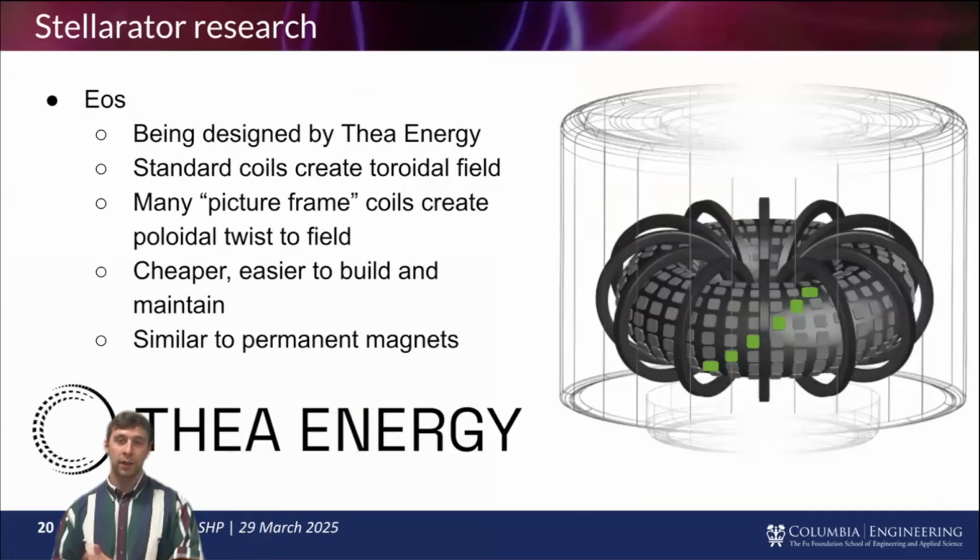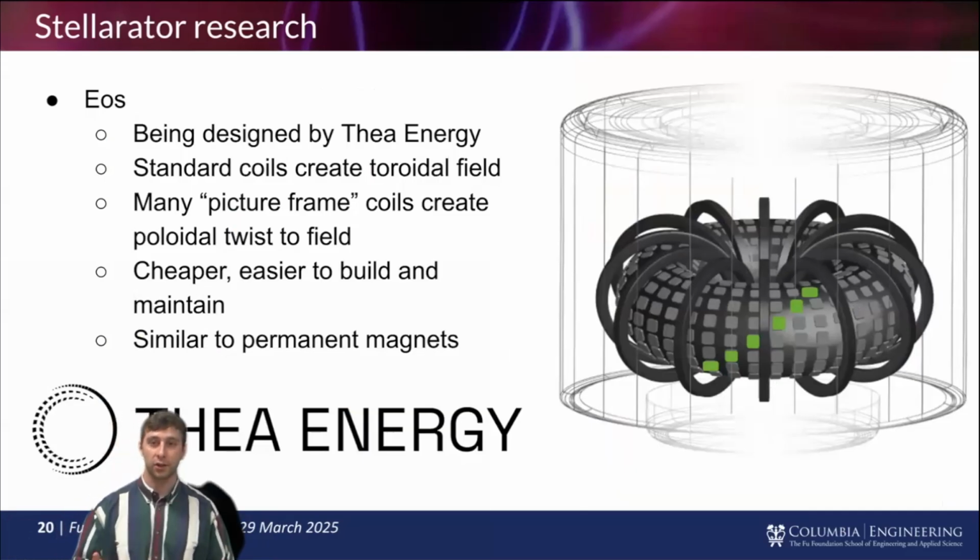Highlighting one private company that's working on the stellarator concept: Thea Energy is taking a different approach to making the helical field that's produced by coils in the stellarator. Instead of using helical coils or modular coils, they have their typical toroidal field coil set, and then they use small so-called picture frame coils that act as pixels to the magnetic field all around the torus of the device. And these magnetic field coils can be adjusted individually in real time in order to adjust the magnetic field in a very controlled way.